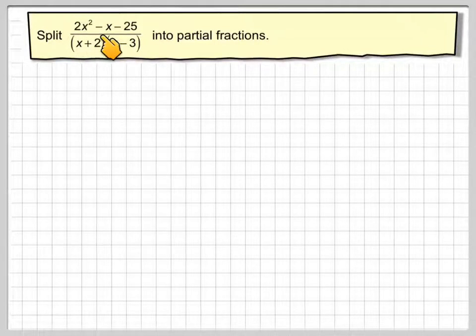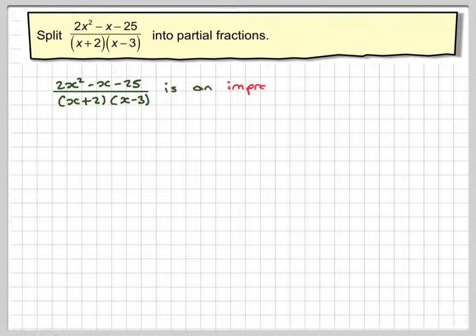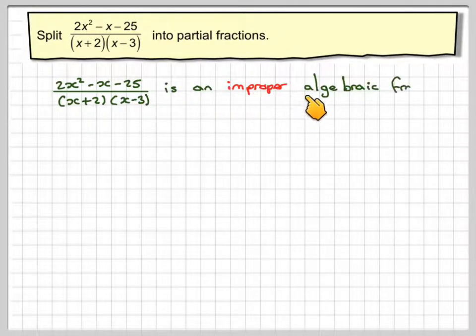Split (2x squared minus x minus 25) divided by (x plus 2)(x minus 3) into partial fractions. Okay, with this type we have a slight problem because this is what's known as an improper algebraic fraction.